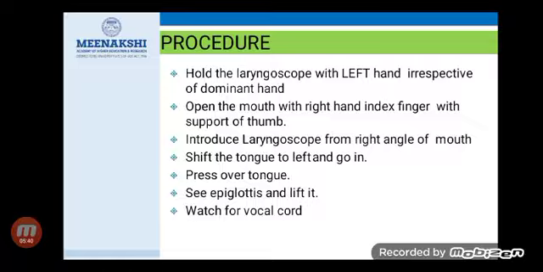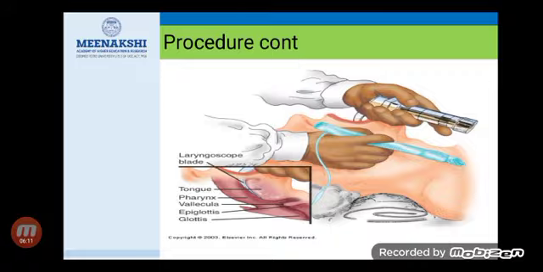Then move on to the procedure. Hold the laryngoscope in the left hand irrespective of the dominant hand. Open the mouth with the right hand, with the index finger supporting the thumb, and introduce the laryngoscope from the right angle of the mouth. Shift the tongue to the left and apply pressure over the tongue. See the epiglottis and lift it and watch for the vocal cords. You hold the laryngoscope in this hand and the ET tube in the other hand.